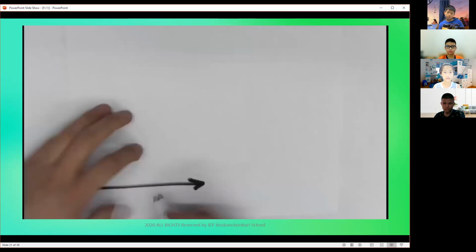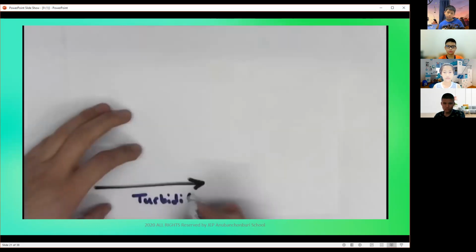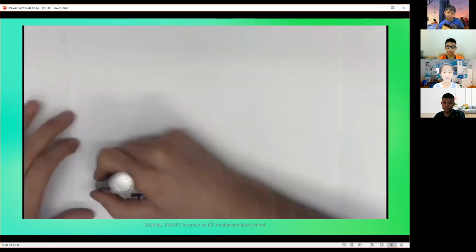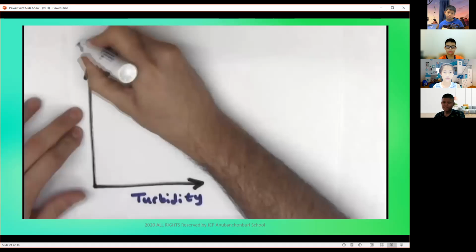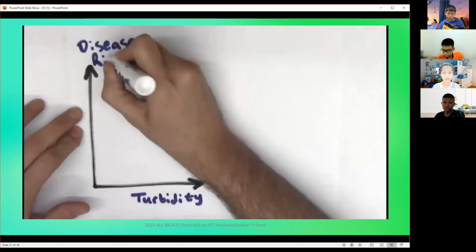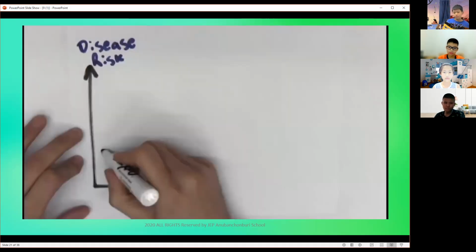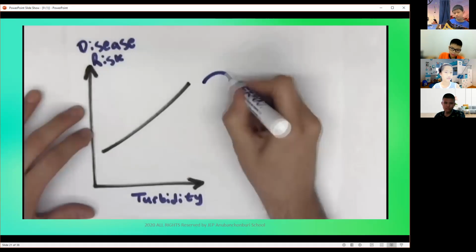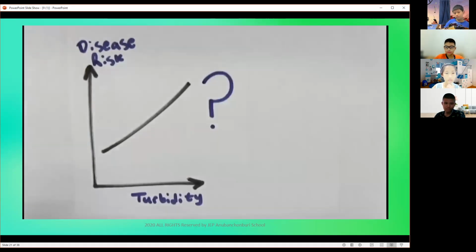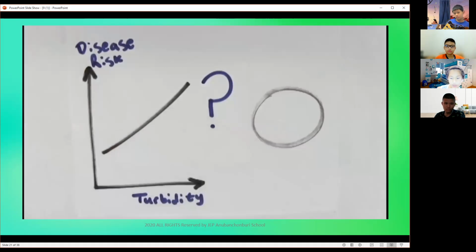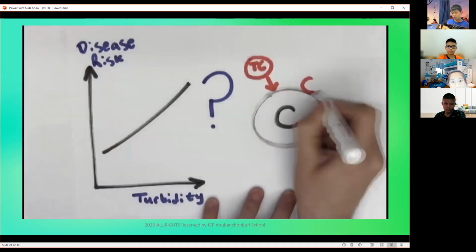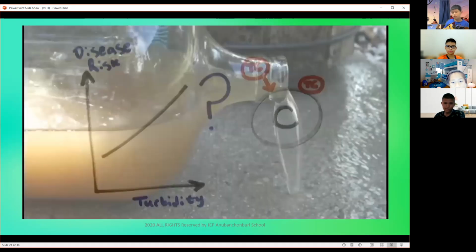There is a relation between turbidity and the risk of getting a disease. Science shows that the more turbid the drinking water is, the higher the risk of getting sick is. Now, why is this? This is because toxic compounds can adsorb, that is, stick to, the surface of the suspended colloids. The more colloids there are, the more toxic the water can become.